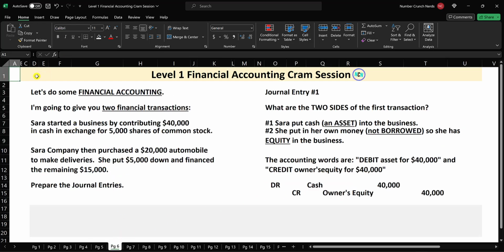Let's do some financial accounting. I am going to give you 2 financial transactions. Here they are. Sarah started a business by contributing $40,000 in cash in exchange for 5,000 shares of common stock.